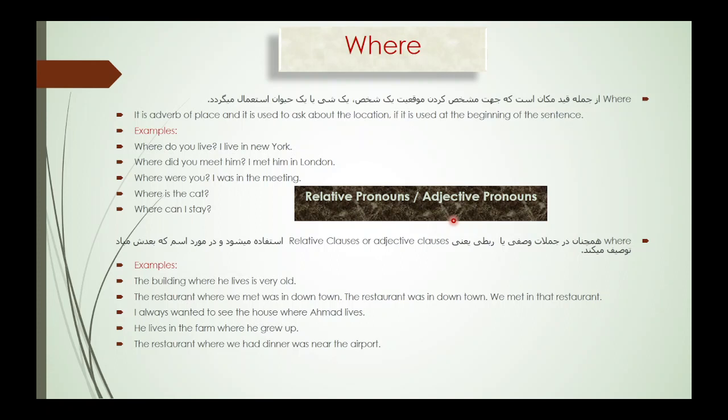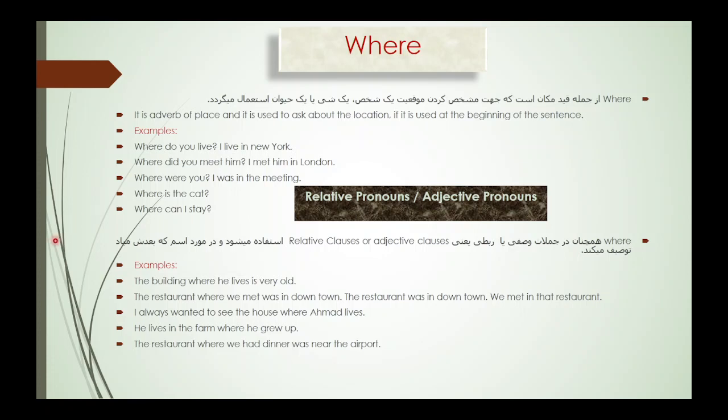Guys, we can also use where in sentences as an adjective pronoun or as a relative pronoun. So the clauses which come after where or after this word are called an adjective clause or relative clause. So where can function as an adjective pronoun or as a relative pronoun in the sentence as well.